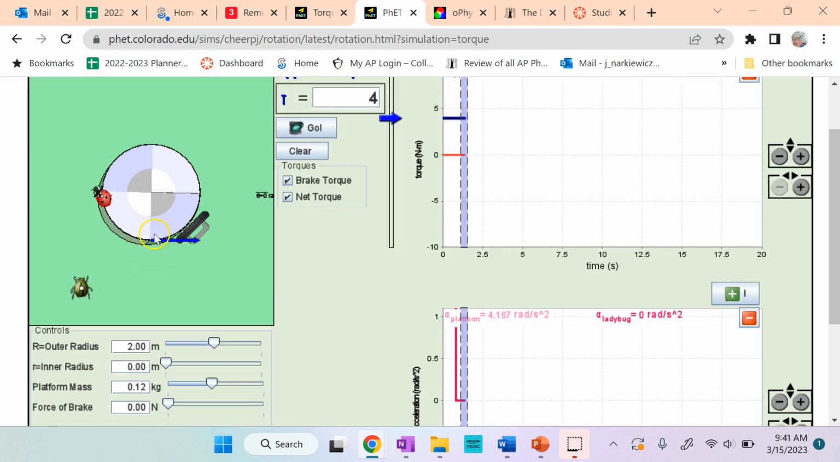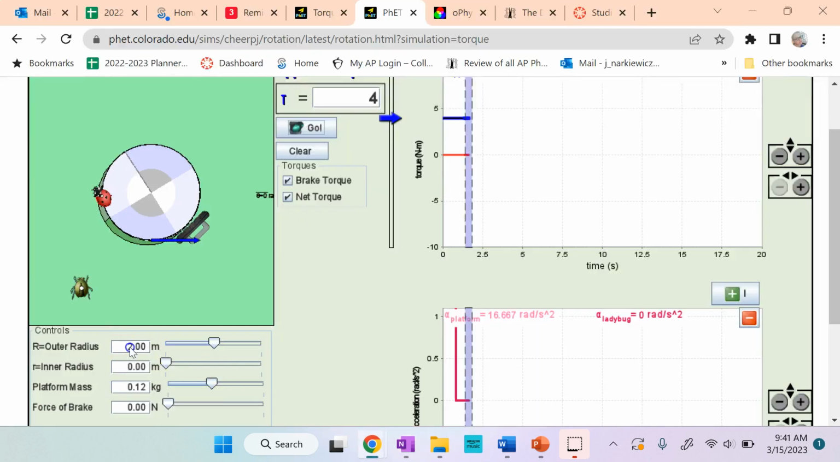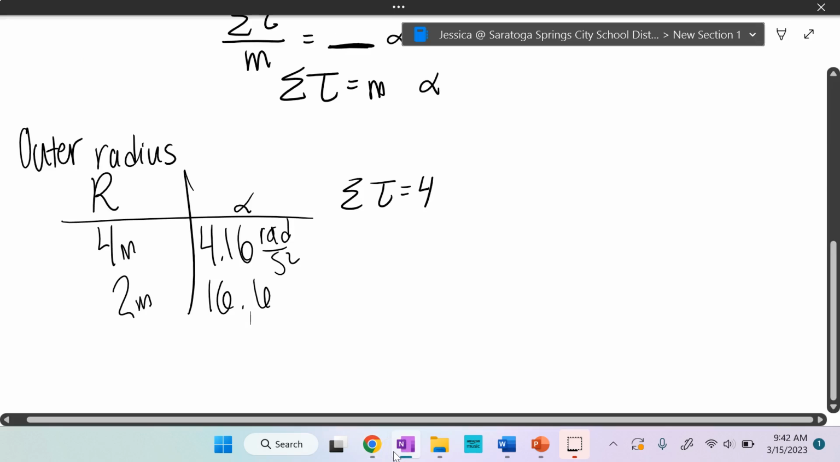So since I have a smaller radius, it's applying a bigger force. That's why you just saw that blue arrow increase. So when I hit go, ooh, now my angular acceleration is at 16.6. So 2 meters, 16.6. Okay, and then I'll do one more. I'll do 1 meter, because that'll be a quarter. And, oh, this would probably be very big. I'm going to change that to 4, right? No, my force got even bigger. Ooh, 66. Okay. So 1 meter and 66.